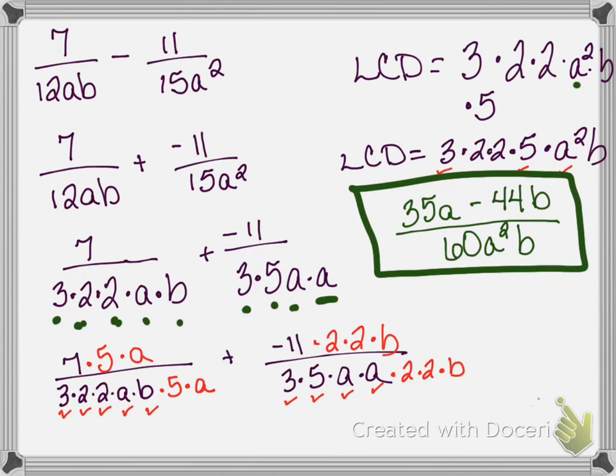Now, these A's cannot cancel because of this minus. This 35A minus 44B is a unit. It is a binomial. It has to stay together. The only way you can cancel that is if you have the exact same thing in the denominator. These cannot cancel for the same reason. Okay? So this is your final answer right there.